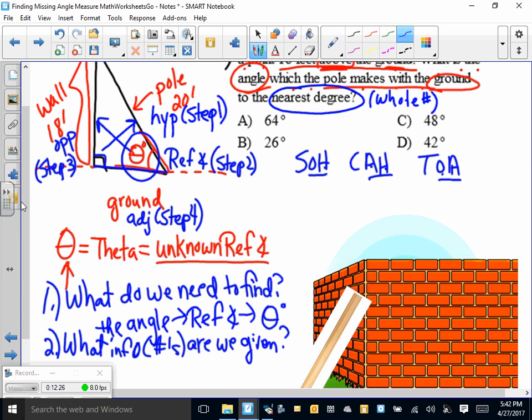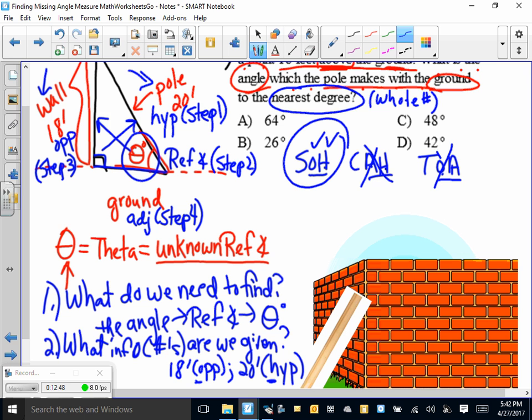Well, from this point, we're given that the wall is 18 feet, which happens to be my opposite side. And we're given that the length of the pole is 20 feet, which happens to be my hypotenuse. So I have an O, and I have an H. Sine it is again. Okay?